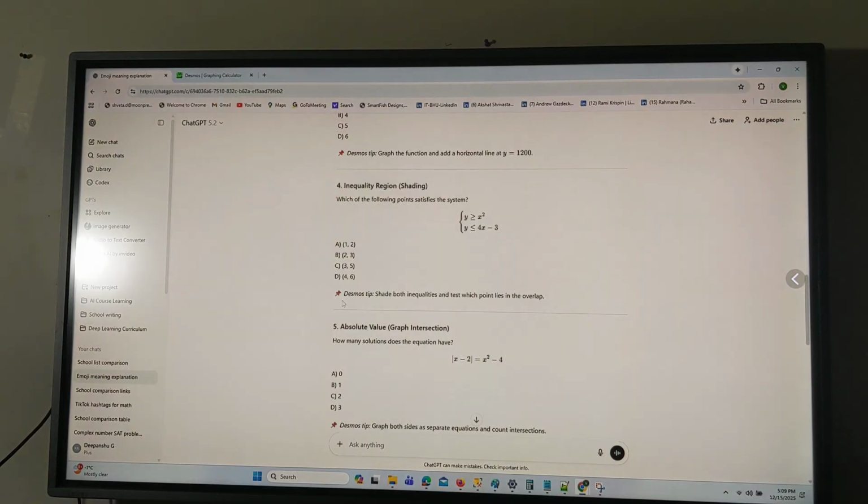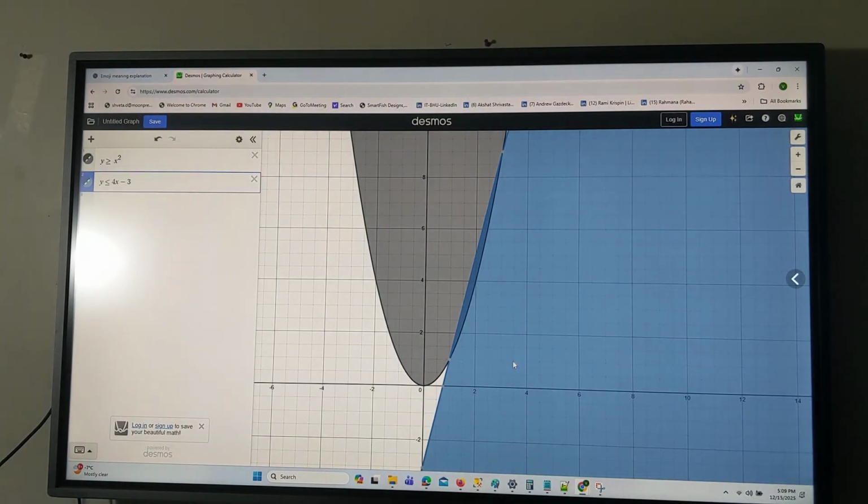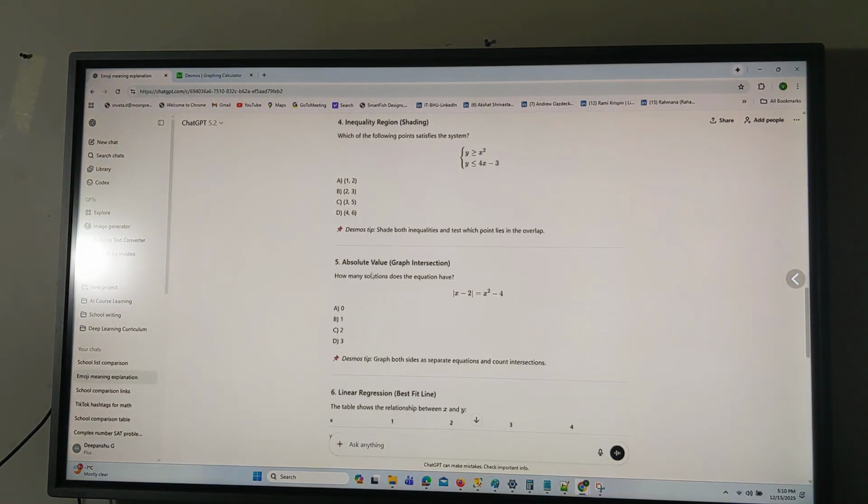So how about the first one? 1 and 2, 1, 2. 1 is here and 2 is here, so this is well within it. So A should be the answer.